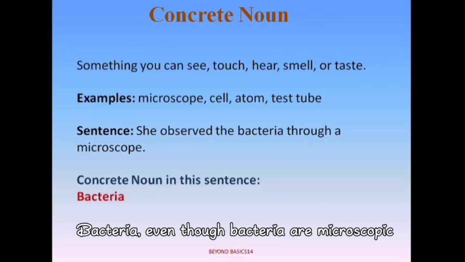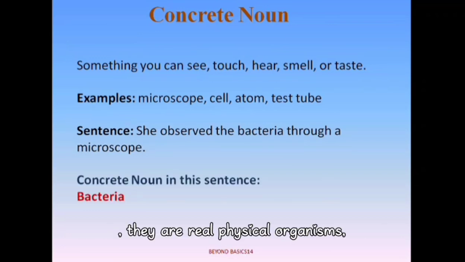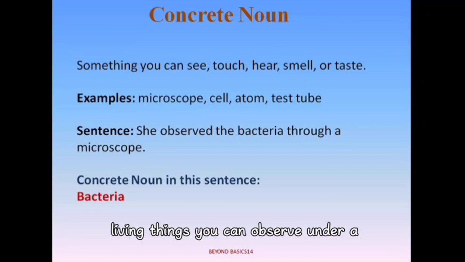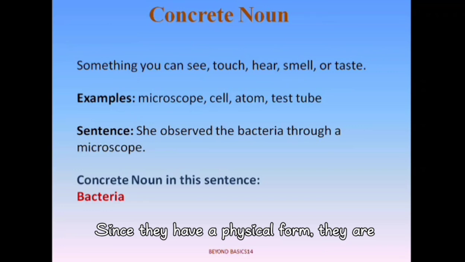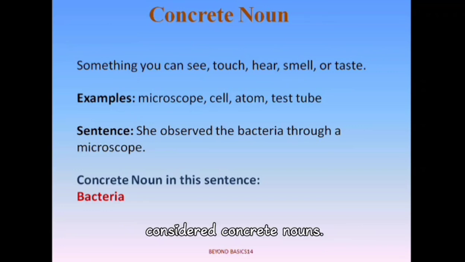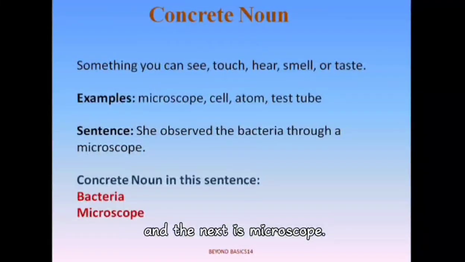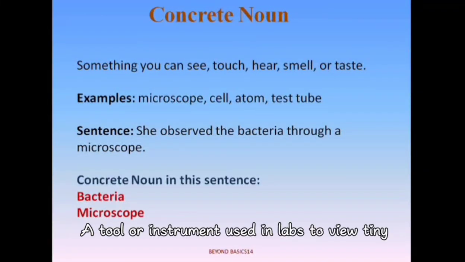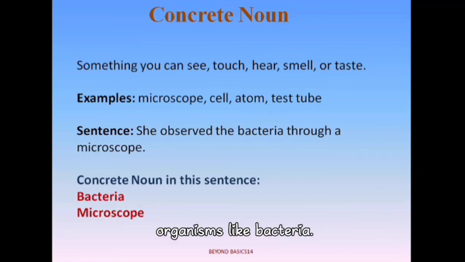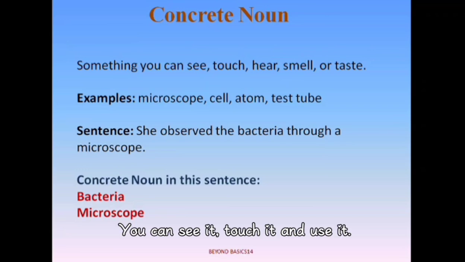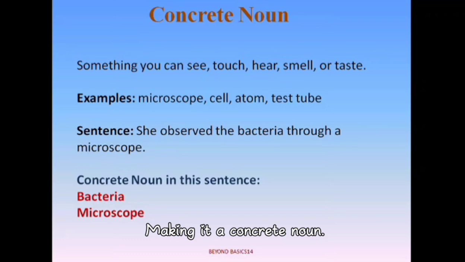Bacteria, even though bacteria are microscopic, they are real physical organisms, living things you can observe under a microscope. Since they have a physical form, they are considered concrete nouns. And the next is microscope, a tool or instrument used in labs to view tiny organisms like bacteria. It's tangible. You can see it, touch it, and use it, making it a concrete noun.